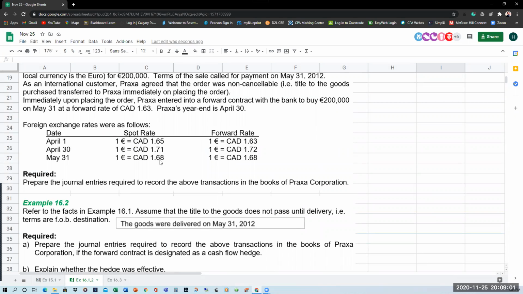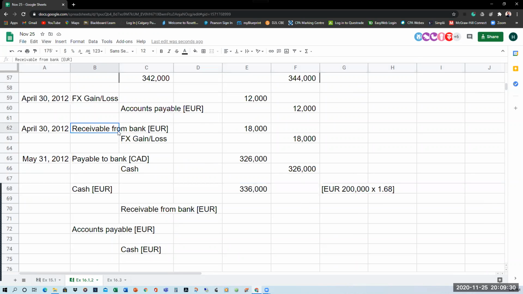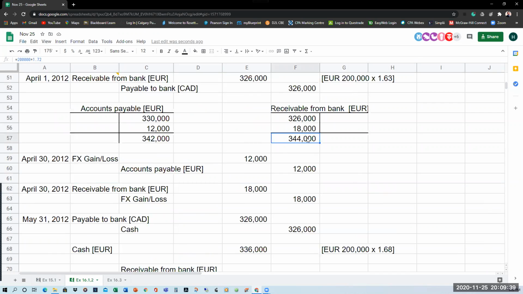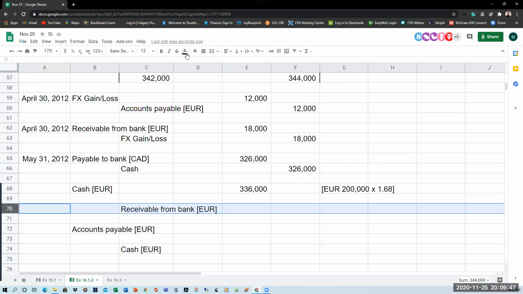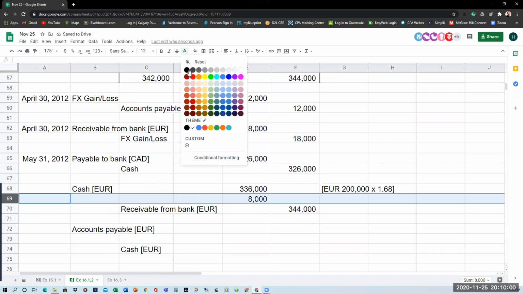Now, on May 31st, the rate for the euros is 1.68. So your 200,000 euros that you get credited for in Canadian dollars are worth 1.68 times 200,000. So you get the euros, the cash, right? You debit cash for the euros, 200,000 euros times 1.68, 336,000. In paying you the euros, the banker has completed their duty. See, there's no more receivable from the bank, yeah? The receivable from the bank, which was $344,000 calculated as of April 30th, is no longer there. So you credit the receivable from the bank, close it out, but you're staring at an $8,000 debit difference for the two amounts. And that debit difference is an FX loss for us.